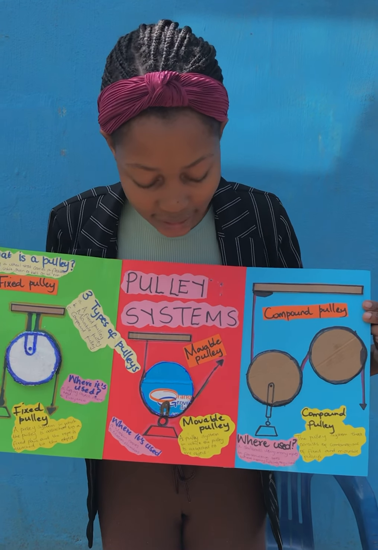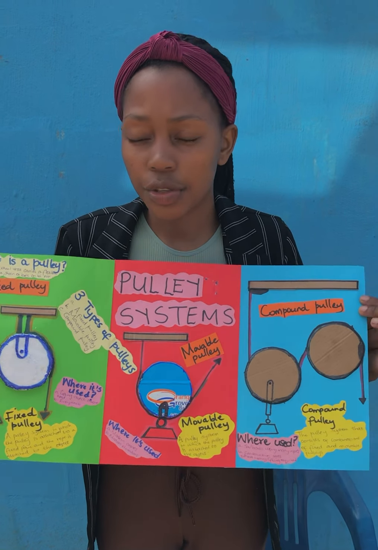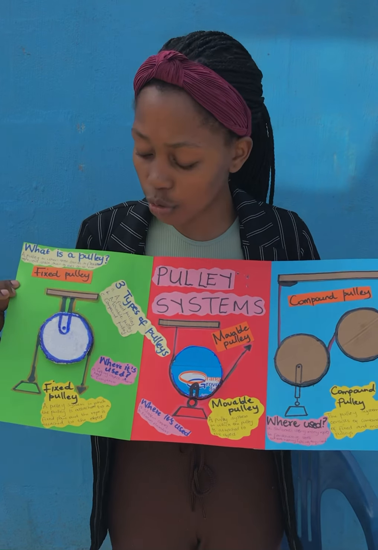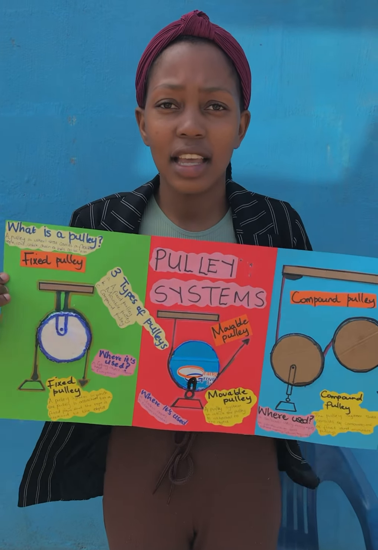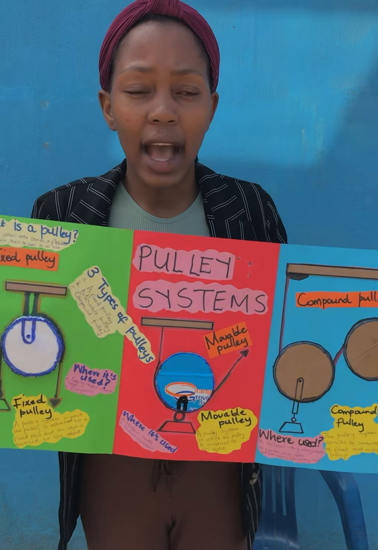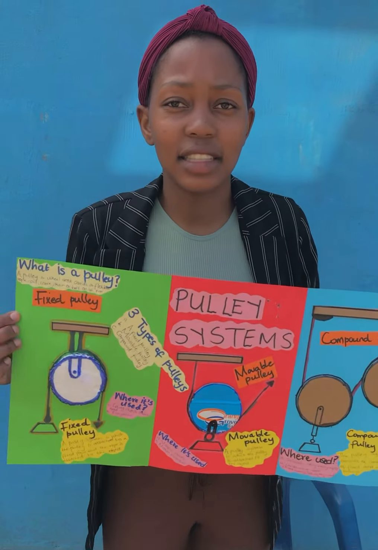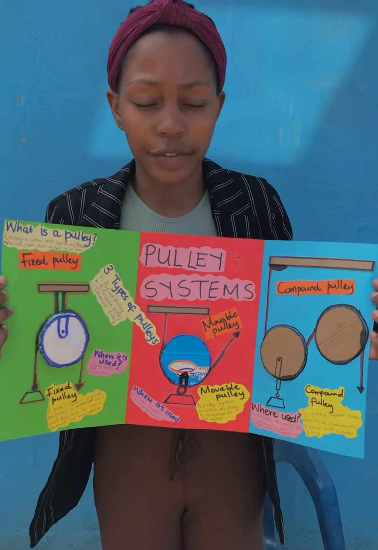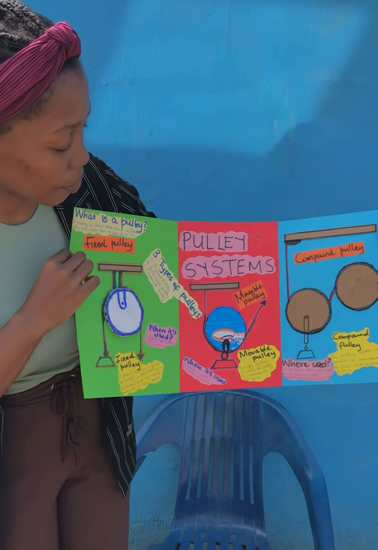So I hope everyone can see, and even if you are given a scenario, you are going to be able to see that this is a fixed pulley, this is a compound pulley, and this is a movable pulley. Since we are still going to have this here in the classroom, I hope that everyone will be able to understand what actually happens in a compound, movable, and fixed pulley. Okay, this is our poster.